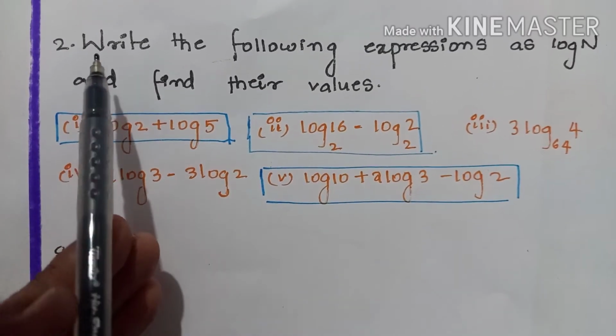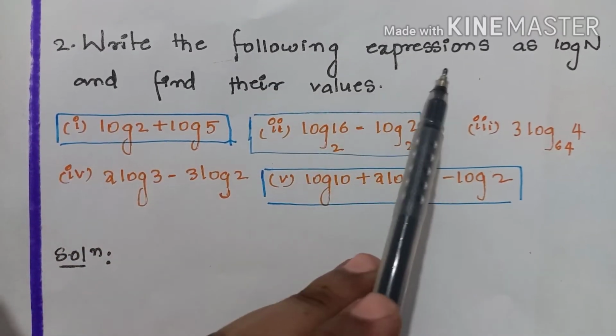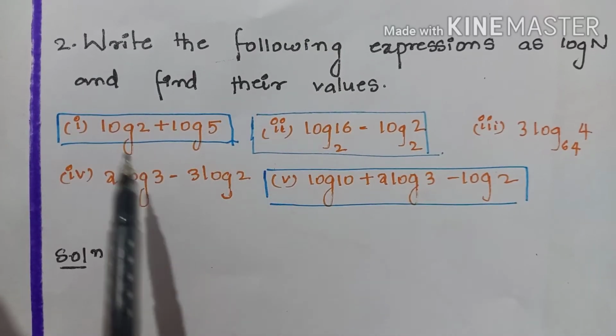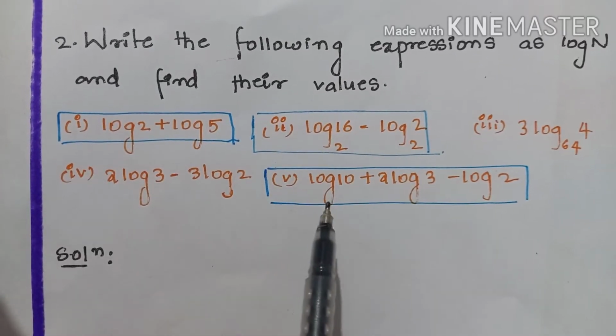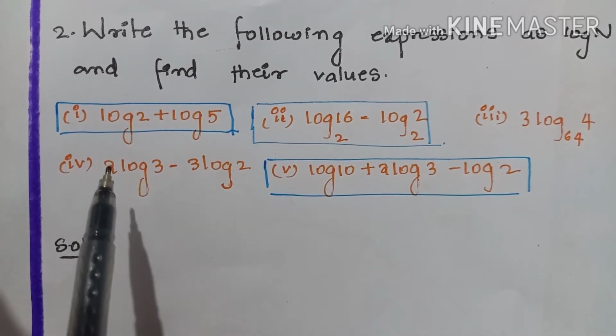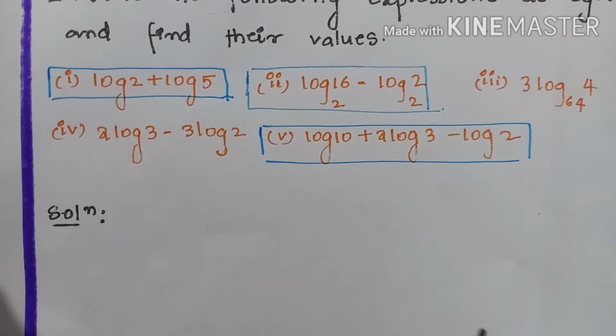Now let's start the second question. Write the following expressions as log n and find their values. These are the 5 questions. I am going to explain the first, second and fifth, and the third and fourth you should solve on your own, and as usual post the answers in the comment section. Now let's start.